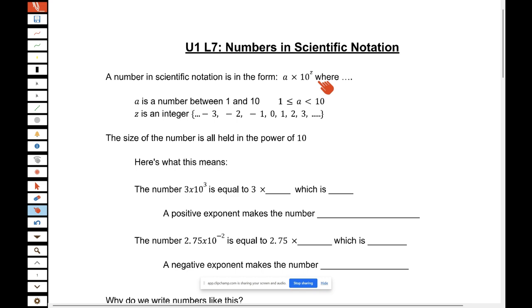Okay, welcome to this lesson on writing numbers in scientific notation. This is part of our first unit on exponents in scientific notation in pre-algebra.